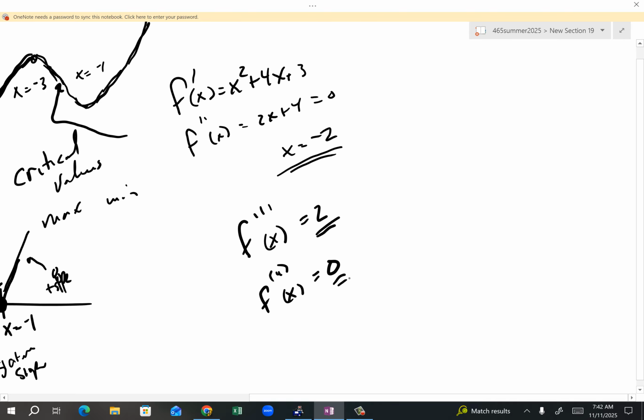For some things like sine and cosine, it'll just be sine, cosine, negative sine, negative cosine, back to the top, right? Some of those will go on forever because they're literally always changing. That's what periodic functions do. They just always change, okay?